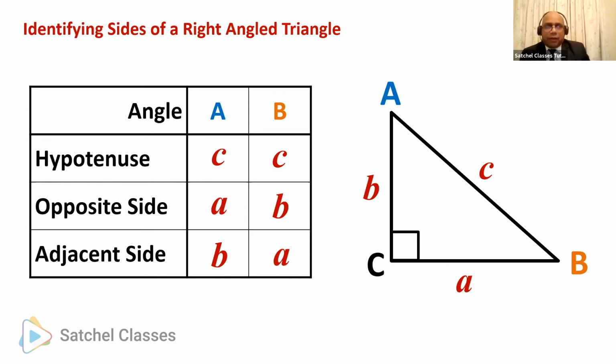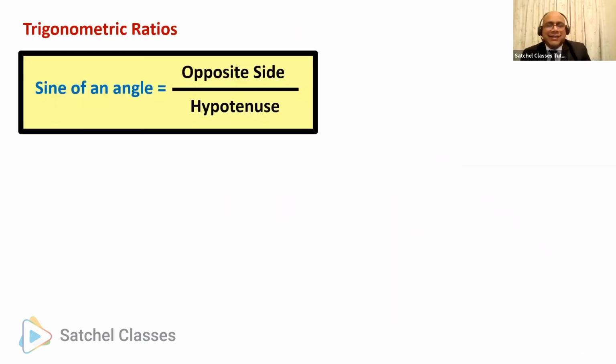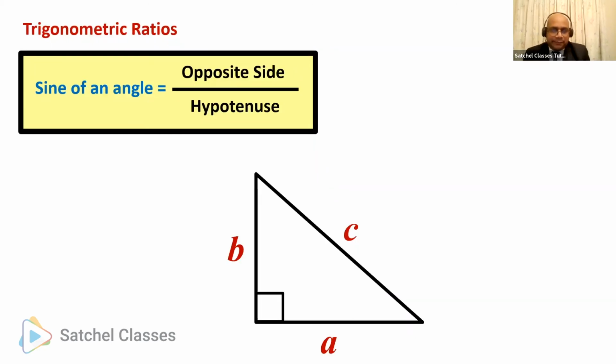Now, with this background, we are ready to learn trigonometric ratios. The first trigonometric ratio is sine of any angle. Sine of an angle is defined as the ratio of the opposite side to that of hypotenuse. Let's understand this using the same triangle again, right? Now, let's find the sine of angle A.